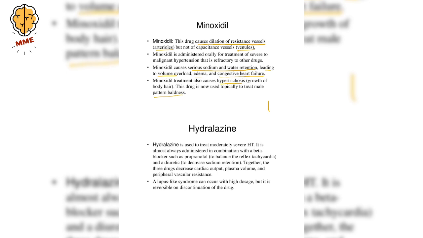Now, hydralazine is used to treat moderately severe hypertension. It is almost always administered in combination with a beta blocker, such as propranolol, to balance the reflex tachycardia, and a diuretic to decrease sodium retention. Together, the three drugs decrease cardiac output, plasma volume, and peripheral vascular resistance. A lupus-like syndrome can occur with high dosage, but it's reversible on discontinuation of the drug. So again, you can see that hydralazine and minoxidil are usually avoided in treating hypertensive patients, but still many people use them for different reasons.